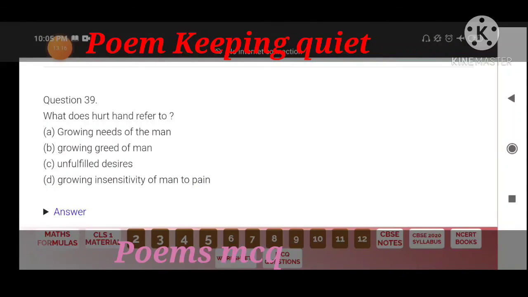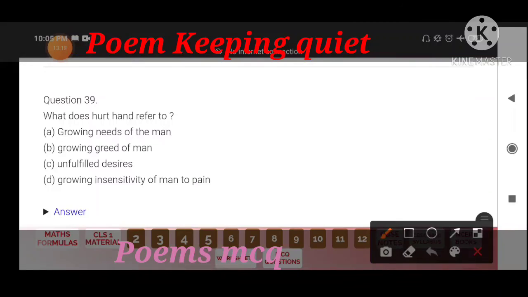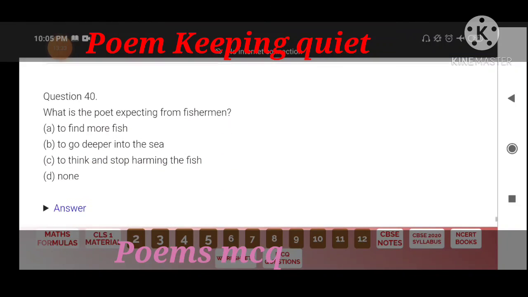What does hurt hand refer to? Growing needs of the man, growing greed of man, unfulfilled desires, growing insensitivity of man to pain. So answer will be growing insensitivity of man to pain.